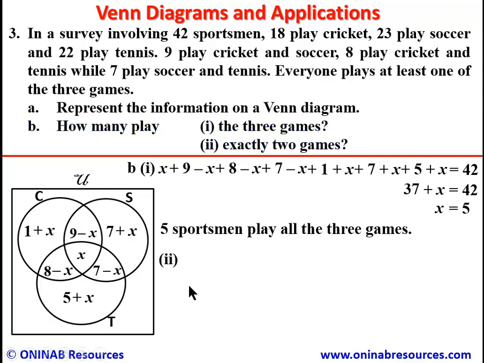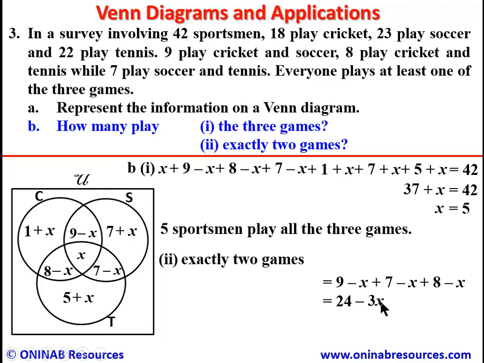And we go to the second part of the problem. Those playing exactly 2 games are cricket and soccer only, that's this region, soccer and tennis only, cricket and tennis only. So those playing exactly 2 games are 9 minus x plus 7 minus x plus 8 minus x. 9 plus 7 plus 8 gives 24 minus 3x. That's 24 minus 15, which gives 9. So there are 9 of them playing exactly 2 games.